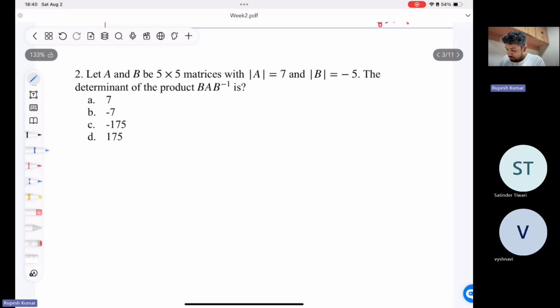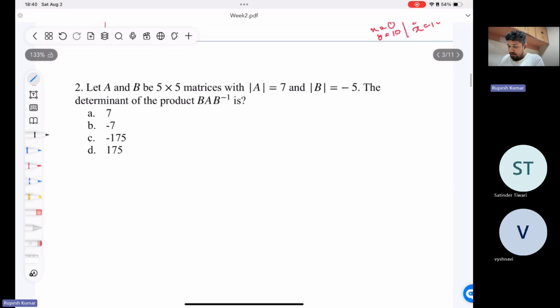So let's move on to the second problem. Vaishnavi, I hope you have no doubts. Proceeding with the second problem. You can also unmute and speak up if you want. I think I should proceed with the second problem.